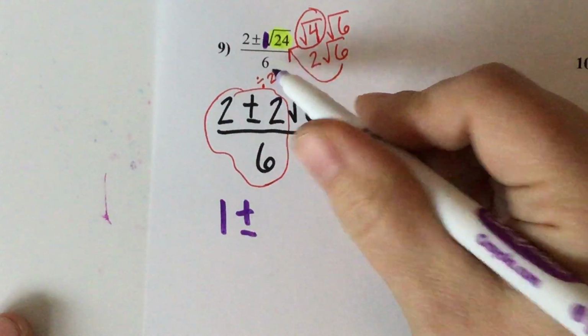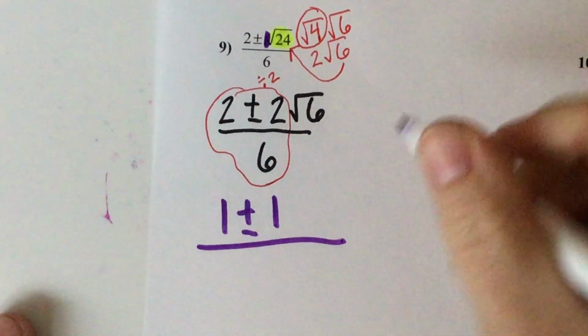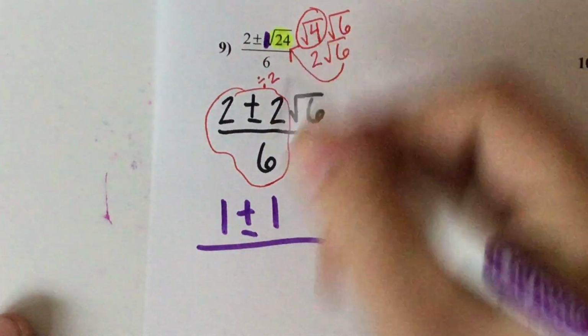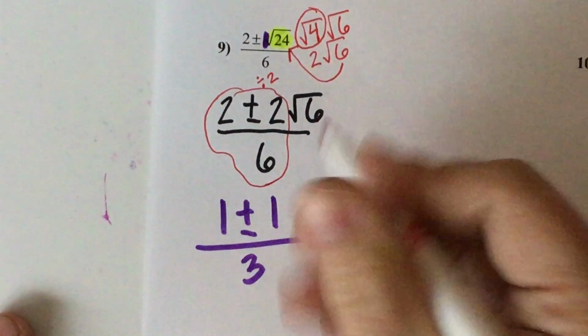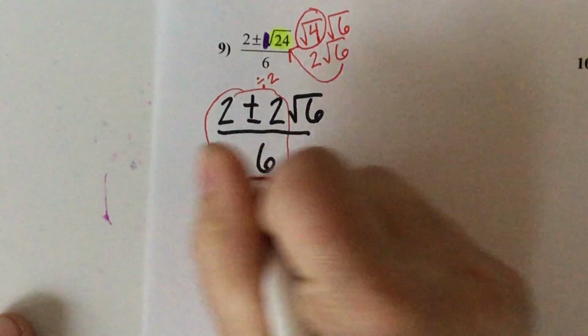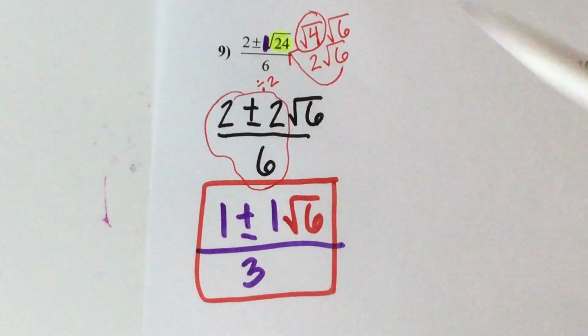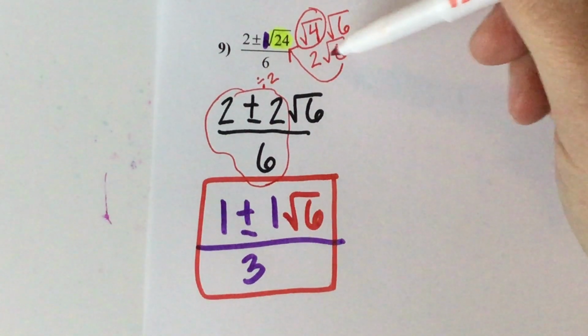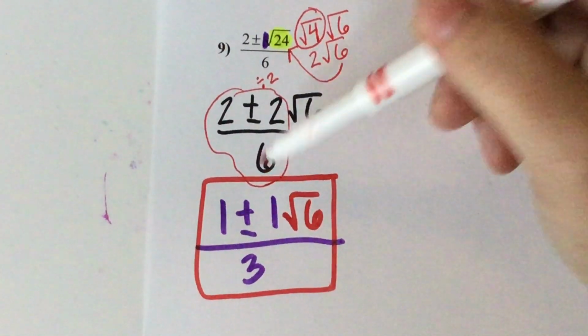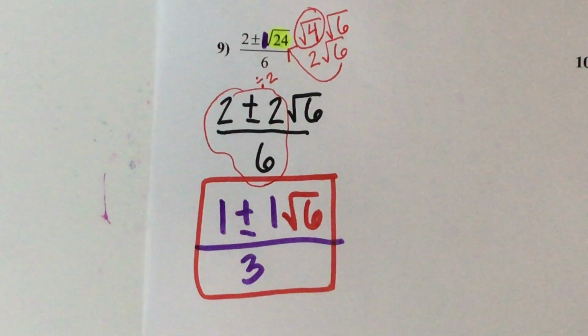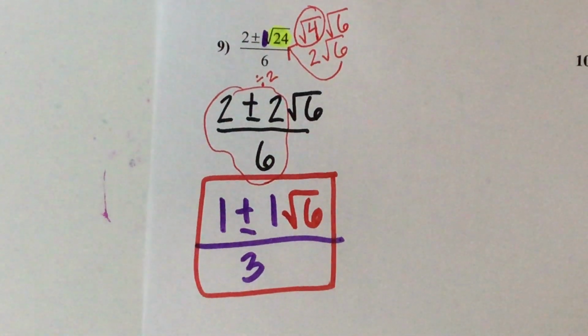What's 2 divided by 2? 1. Put your division bar. What's 6 divided by 2? 3. And then that square root of 6 that's there, just recopy him. And now it's simplified. So if we can break down the radical, we're going to break it down. And if all 3 numbers can be reduced, we'll do it. And if not all 3 can be reduced, then we don't.